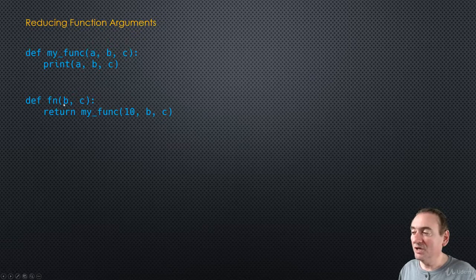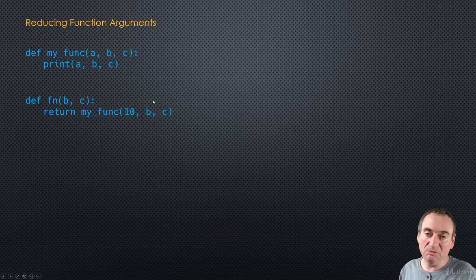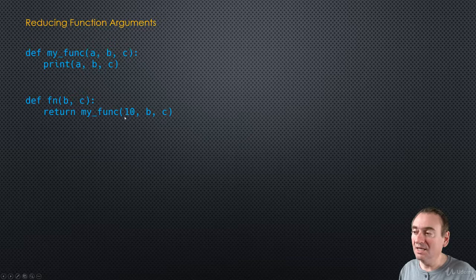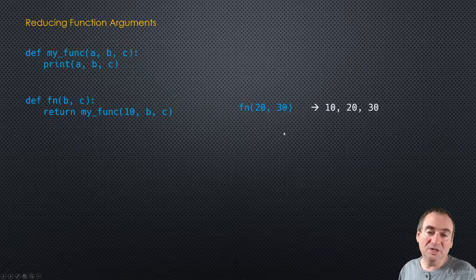Now, of course, we could do something a little more fancy. We could maybe put an a equals 10 in here, but of course, now we can't put it in front, so we'd have to put it at the back. So we'd say b comma c comma a equals 10, and we could now call fn with just b and c, and then put a in here. We could do that. We'll see how that works actually later on using partial functions. But now if we call fn of 20 comma 30, we're going to get the output 10, 20, 30 because a was set to 10.